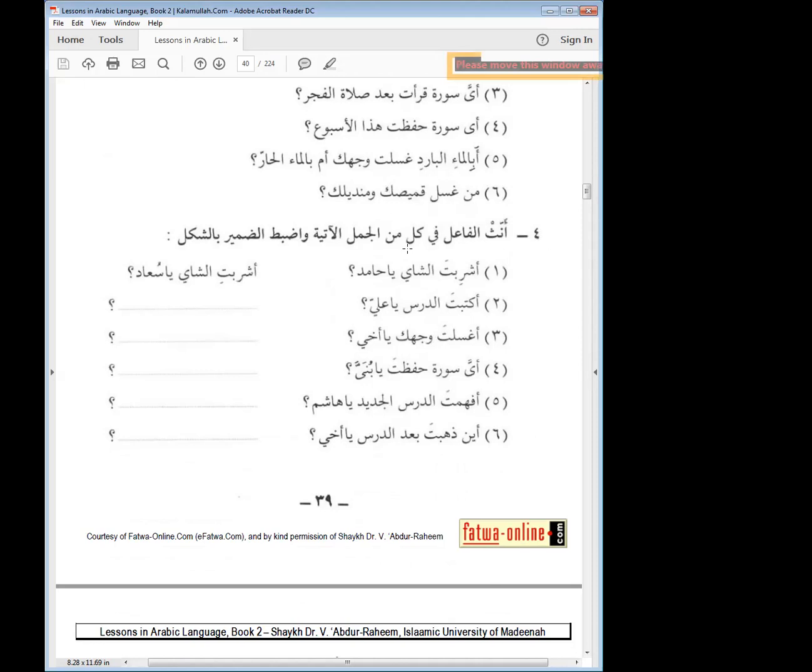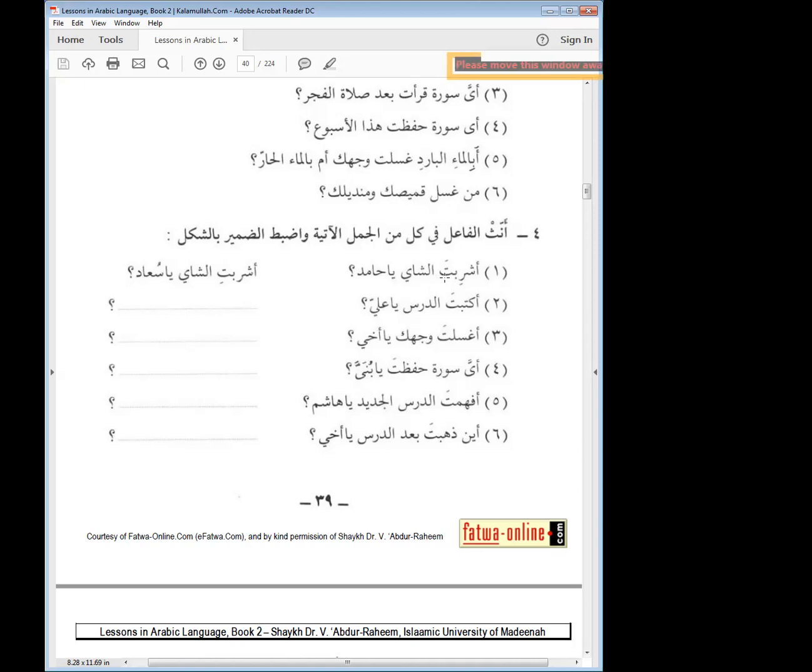Change the doer in each of the following sentences and adjust the verb accordingly. Basically we did this last week, so we're going to do it over quickly again. We have the question given, and then we have to change the doer of the verb to feminine, and change the verb accordingly.